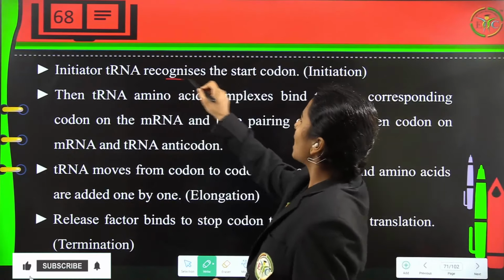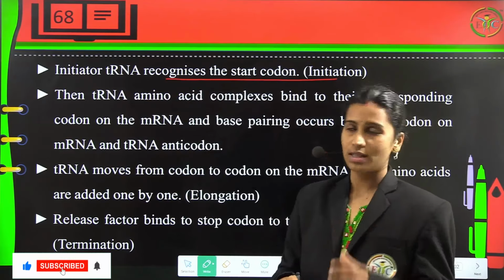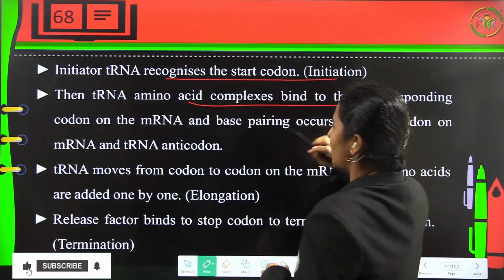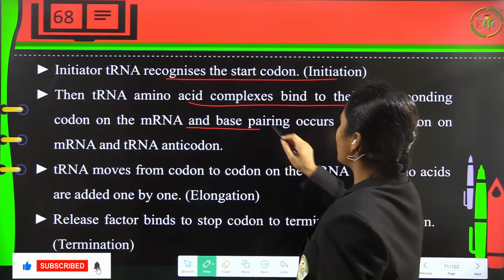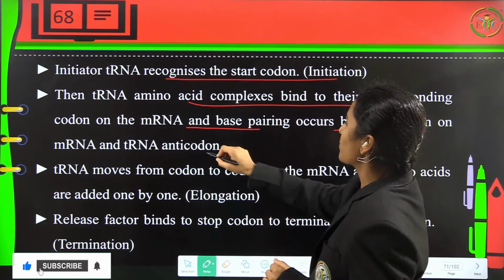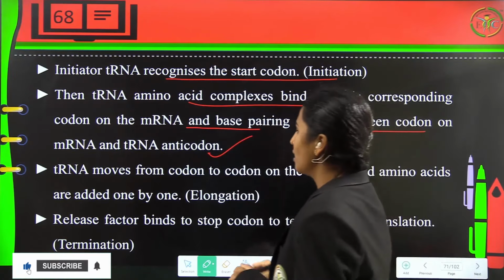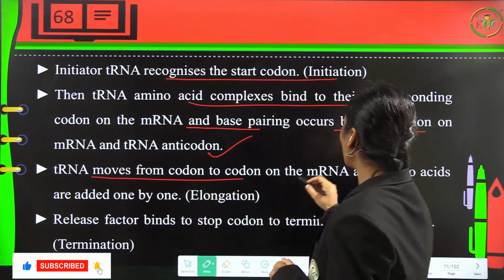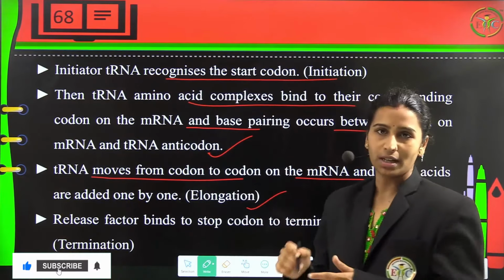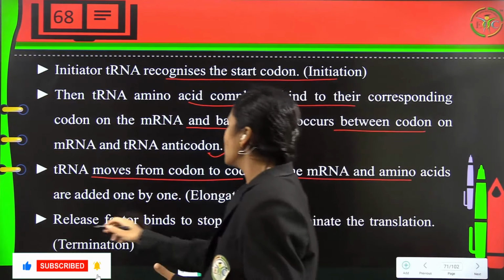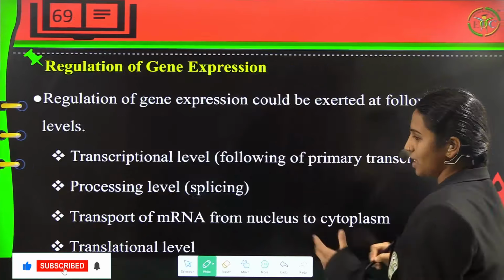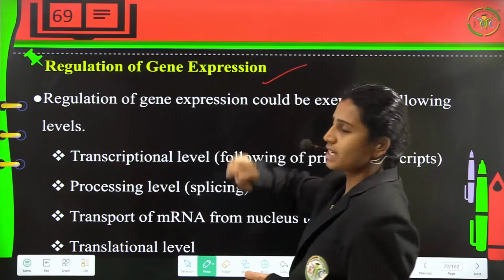The initiator tRNA recognizes the start codon, which is initiation, and then tRNA-amino acid complexes bind to their corresponding codons on the mRNA, and base pairing occurs between the mRNA codon and the tRNA anticodon. Now the tRNA moves from codon to codon on the mRNA, and amino acids are added one by one, which is elongation. Then the release factor binds the stop codon to terminate translation, which is termination. Now, regulation of gene expression.